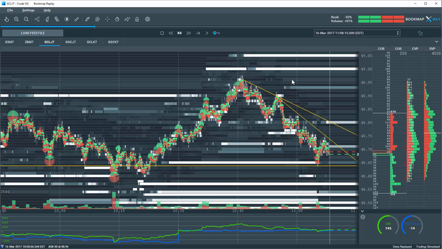Hi traders, today we are watching the oil market and reading the order flow. Now this is during the period of a contract rollover, and you can immediately note the liquidity on both sides of the bid and the offer, and that's pretty indicative of the rollover period.